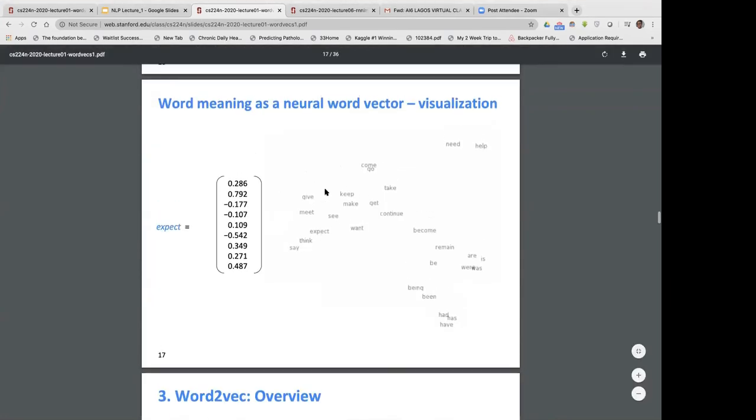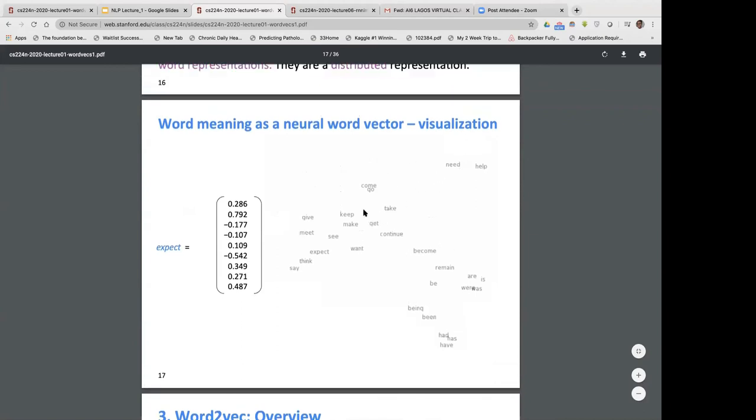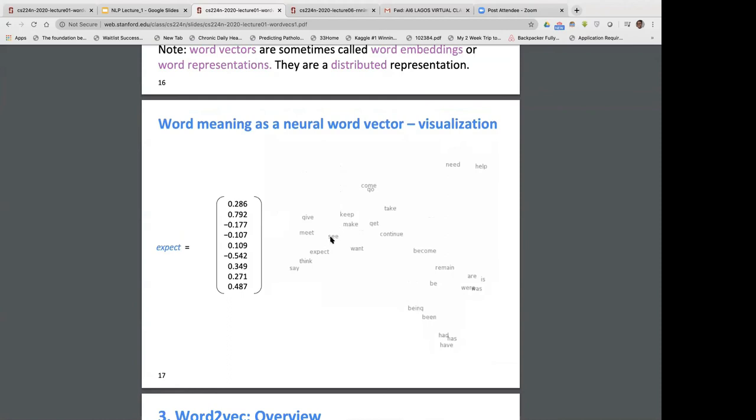So this is an example now. If you look at this, you can see this word. This is like plotting word vectors in space. So we have this word vector now, expect. This is the vector representation of this word, expect. If you look at expect, you see think, you see say. If you check the word vectors of think and say, you would see that they are very, very similar to the word vector of expect.